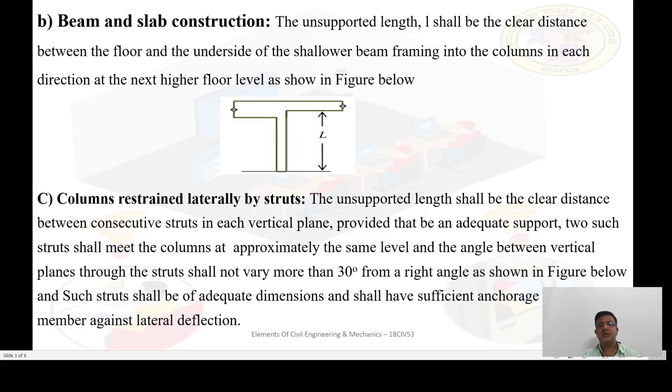The unsupported length shall be the clear distance between consecutive studs in each vertical plane, provided there is adequate support. Such studs shall meet the column at approximately the same level, and the angle between vertical planes through the studs shall not vary more than 30 degrees from right angles, as shown in the figure below. Such studs shall be of adequate dimension and have sufficient anchorage to restrain the member against lateral deflection.